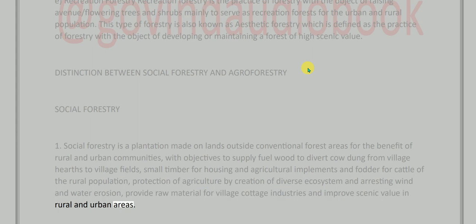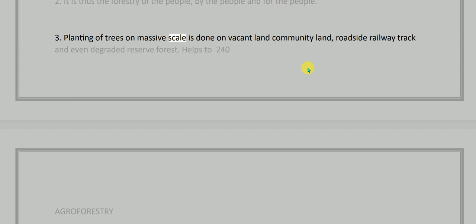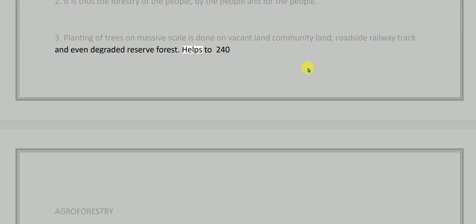2. It is thus the forestry of the people, by the people and for the people. 3. Planting of trees on a massive scale is done on vacant land, community land, roadside, railway track and even degraded reserve forest.